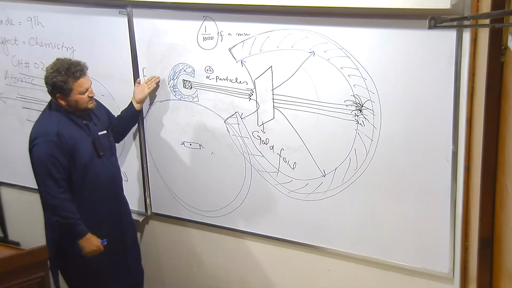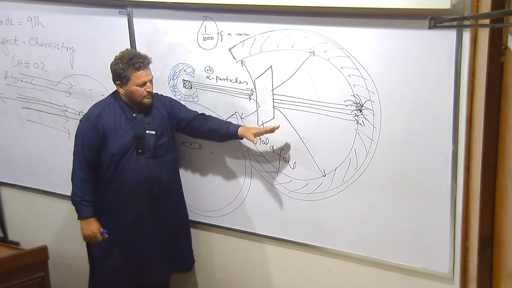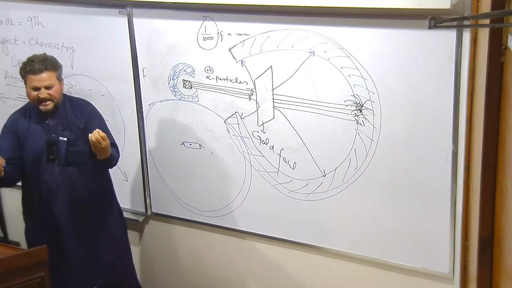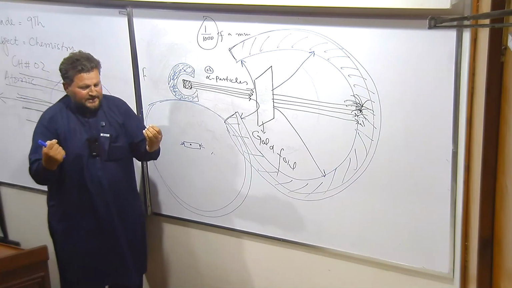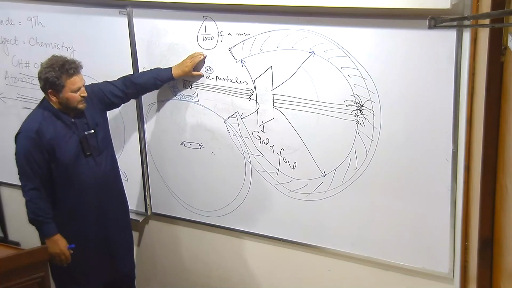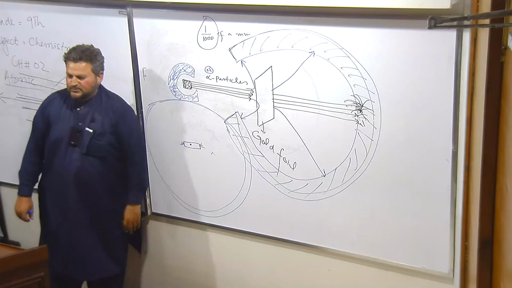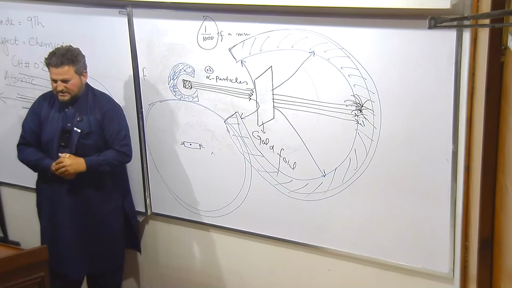Some of the particles were bounced back, and this bouncing back of the particles indicates that there is some positive charge area inside the atom, which has deflected the doubly positive charge alpha particle, and this positive charge area was the nucleus. And this way nucleus was discovered.